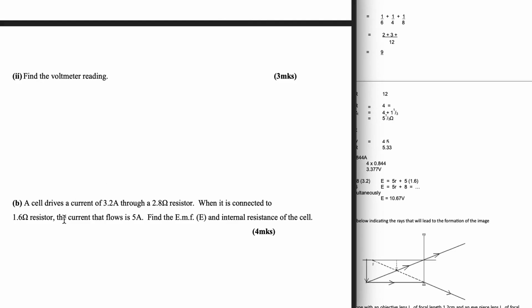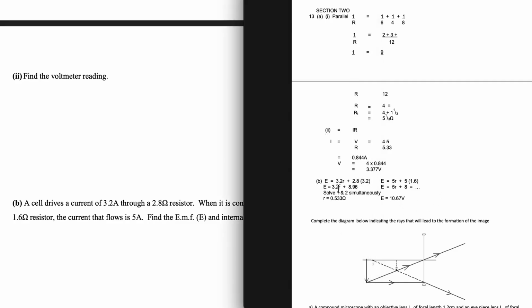A cell drives a current of 3.2 through a 2.8 resistor. When it is connected to a 1.6 resistor, the current that flows is, find the EMF and internal resistance of the cell. This is how you find it. So you saw 1 and 2 simultaneously.